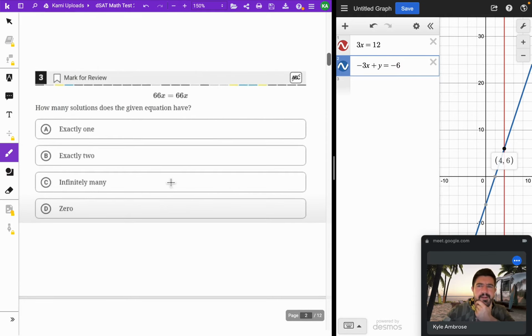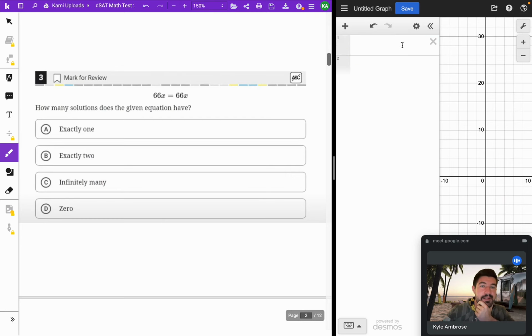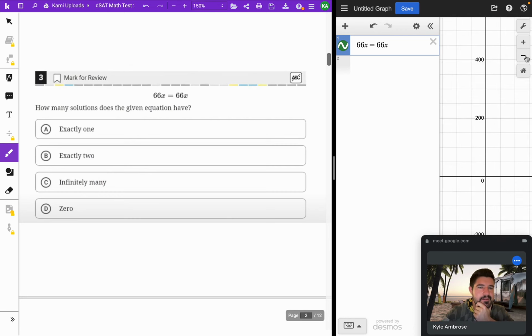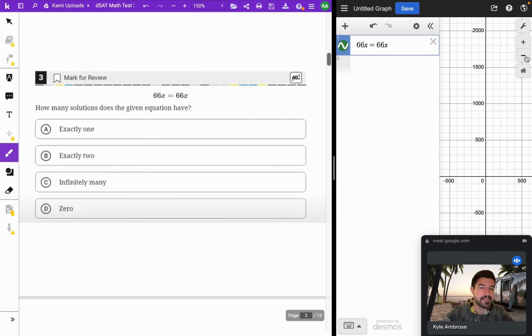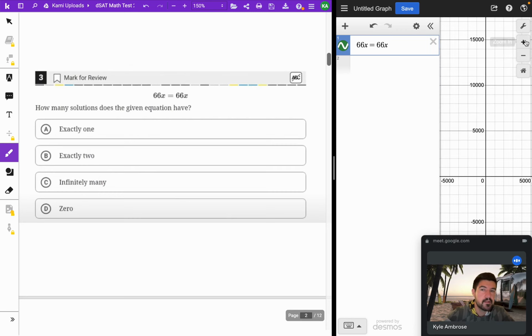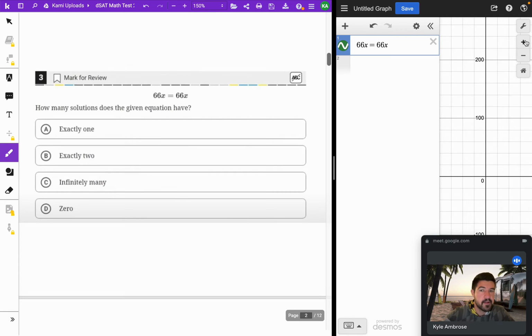This one, how many solutions does this equation have? 66x equals 66x. Desmos isn't really going to help us here because if I type this in, it doesn't show us anything, even if I zoom out. So it might seem like there's no solutions, but we have to think about this one in our heads.